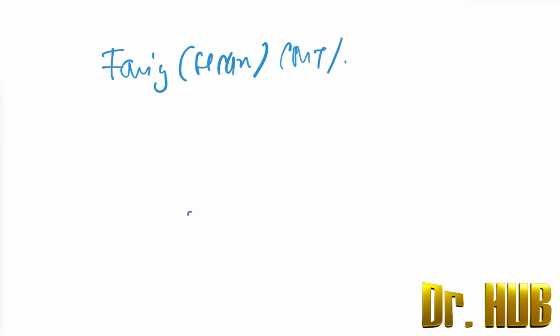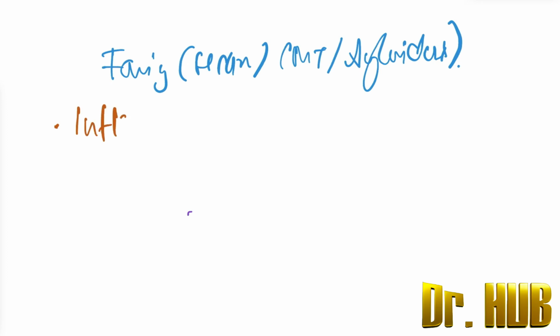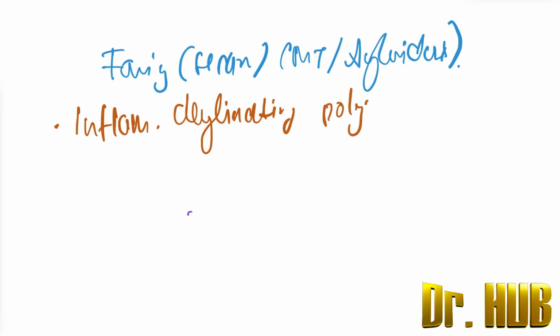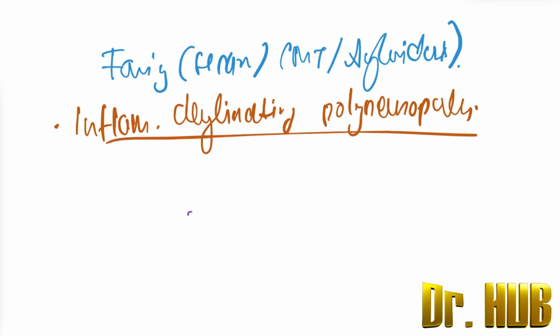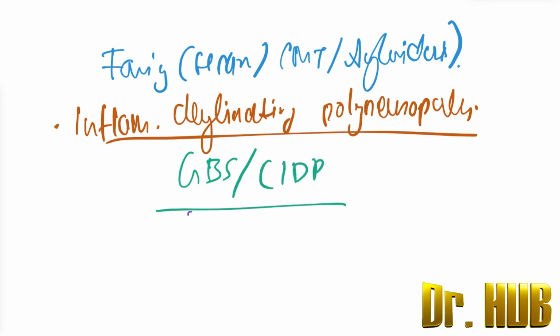familial as well as CMT amyloidosis. So we saw the familial HSAN. Then comes the presence of CMT as well as amyloidosis. Next is the involvement of the inflammatory demyelinating polyneuropathy, this includes the GBS as well as the CIDP.